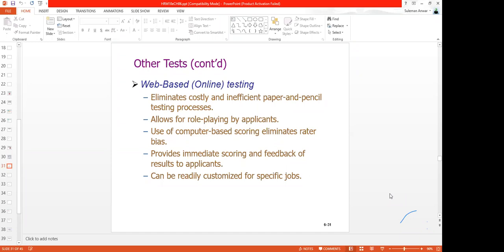Okay. The second aspect of online testing is that it allows for role playing by applicants, with different applicants sitting at far places. Use of computer-based scoring estimates eliminates rater bias, right? So biases can be overcome by online artificially intelligent systems. It provides immediate scoring and feedback of results to applicants, and can be readily customized for specific jobs. Okay, so these are the characteristics of online testing.